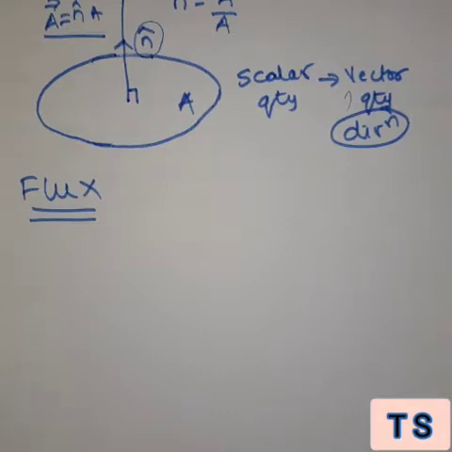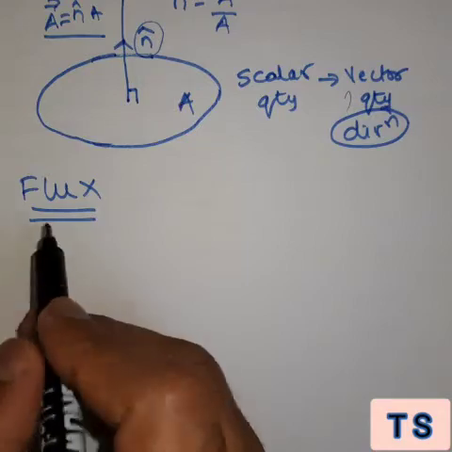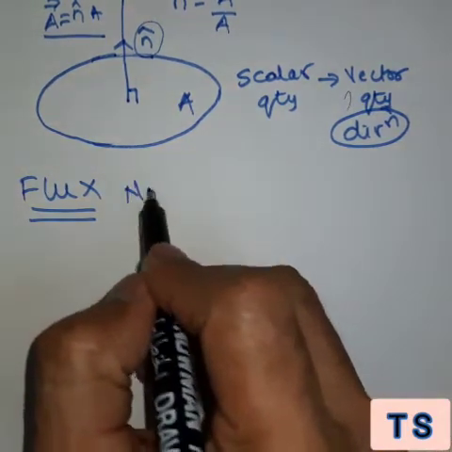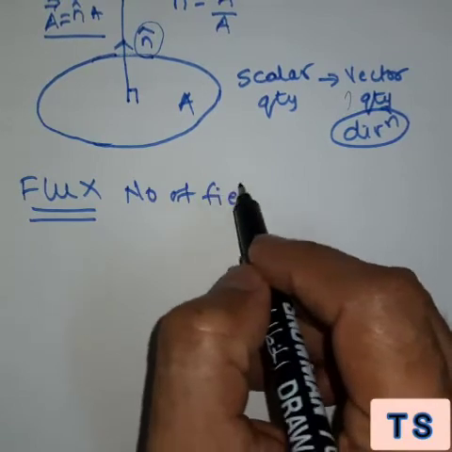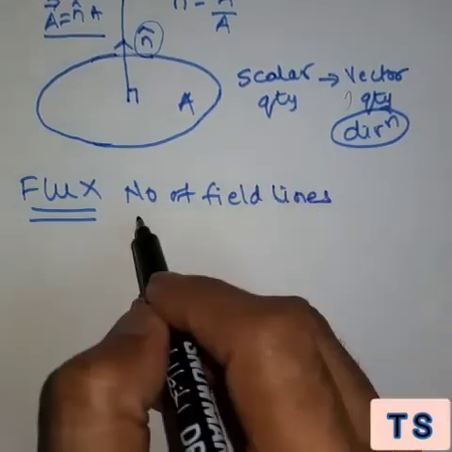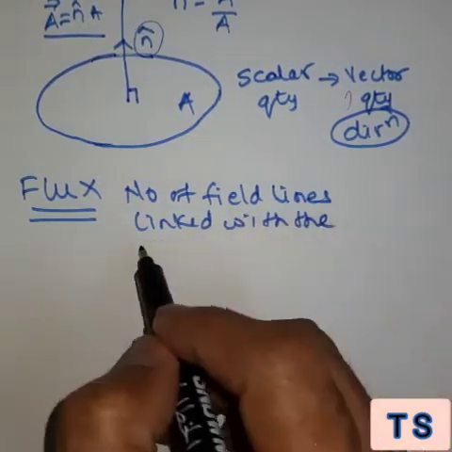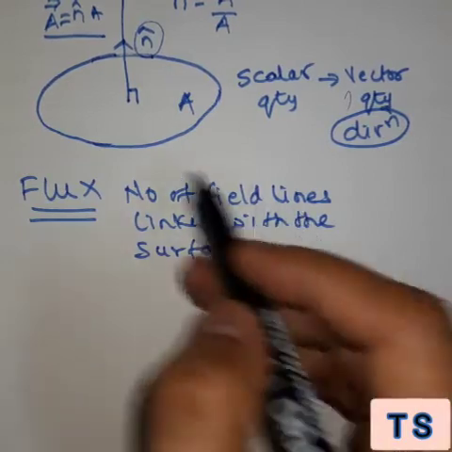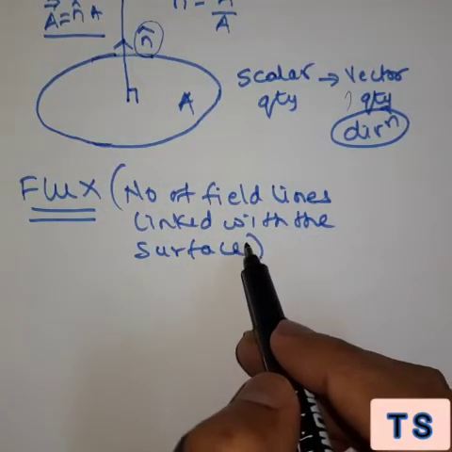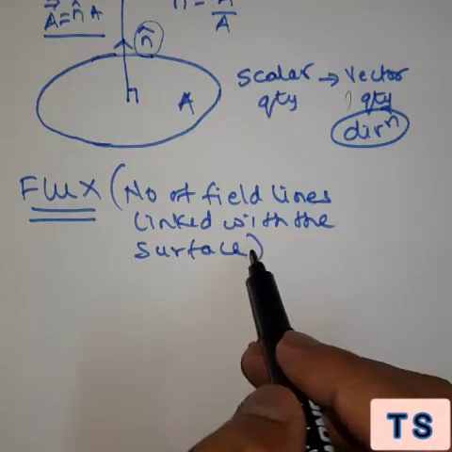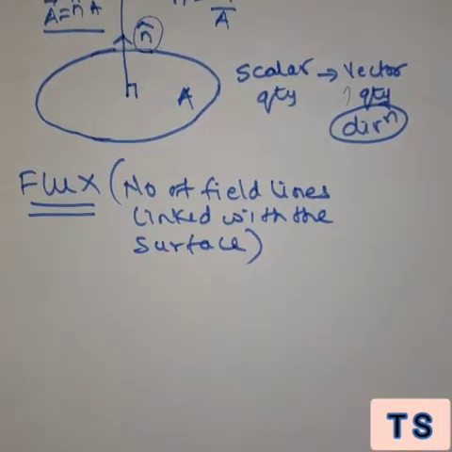Yes, I got the answer. Flux means the number of field lines linked with the surface, or some other way also you can define, but this is the basic definition. Number of field lines linked with some given surface. Either it can be magnetic field lines or electric field lines. In that case we will make a general statement as flux.